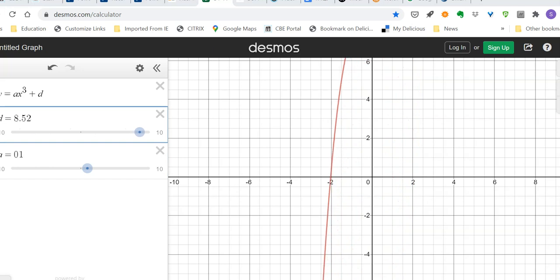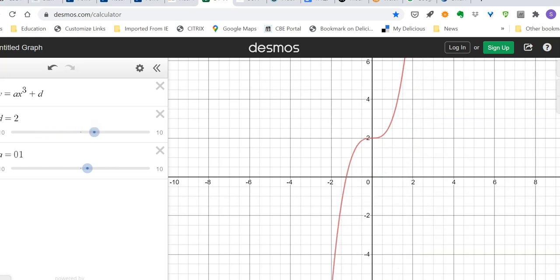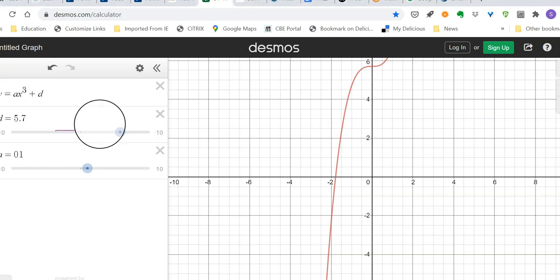Stop. Pause. There. Move. What's the y-intercept? 2. What's the y-intercept? 3.7. Now reading the scale. What's the y-intercept?